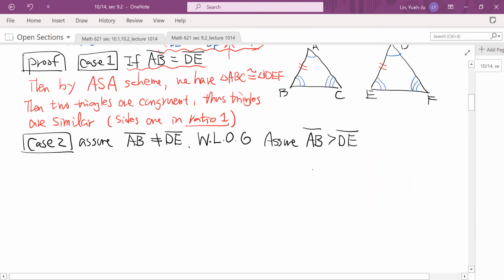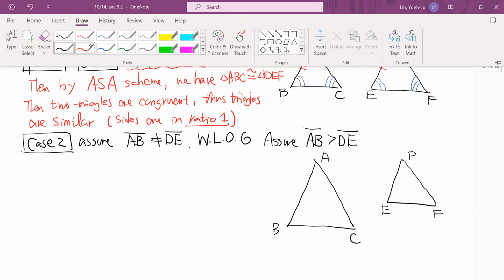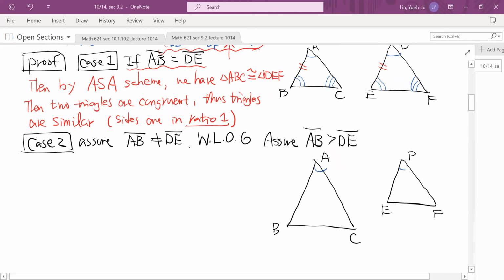Okay, so let me draw another picture here. If AB is larger than DE, and we still have all the corresponding angles equal, let's put this condition here. Then if AB is bigger than DE, we can pick a point G on AB such that AG is equal to DE. Let me first write down the statement here, then I will draw the picture.